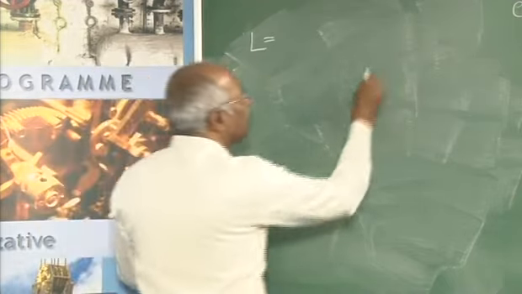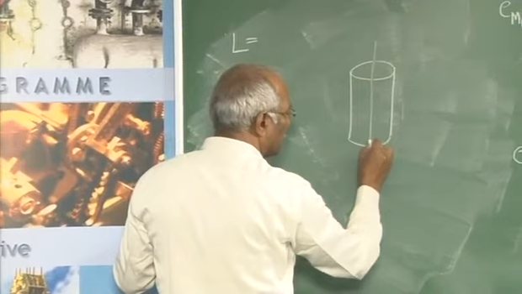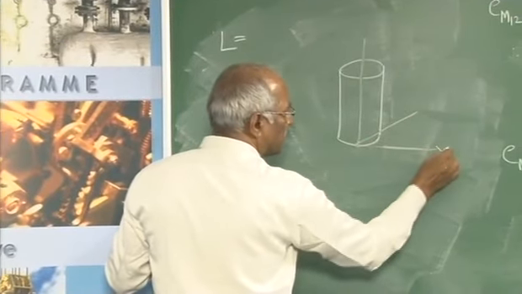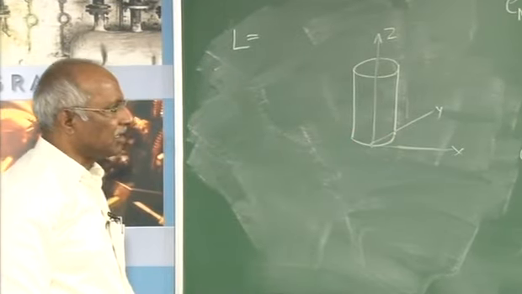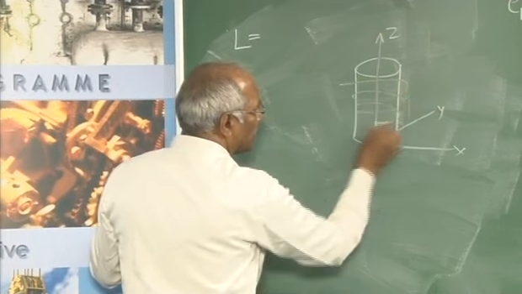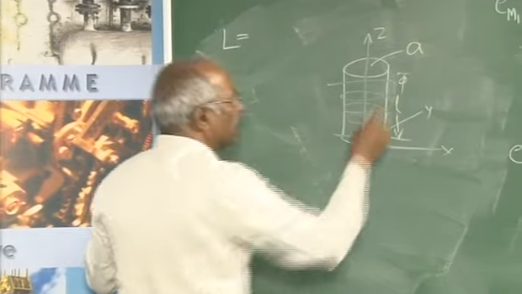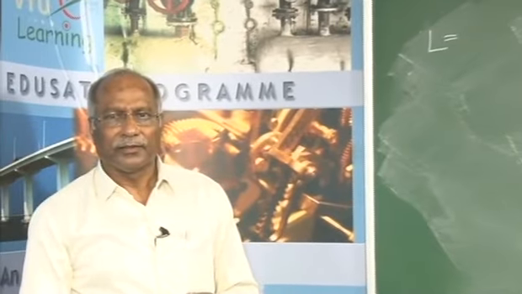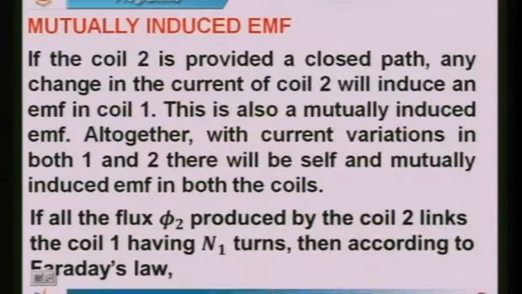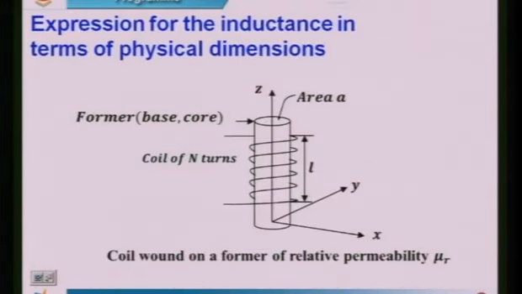It can be considered, let us say I have a coil. It can be derived without considering X, Y, Z also. Let us say I have a coil here of length L. The cross sectional area is A. The same thing I have shown here. It can be seen in this figure.